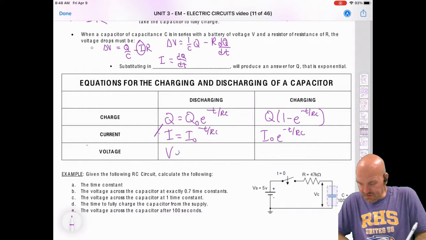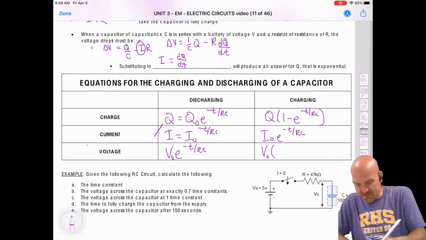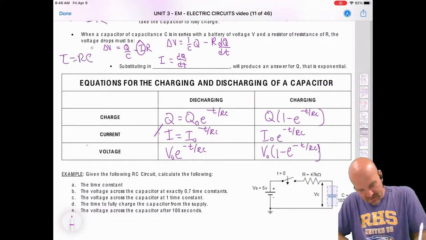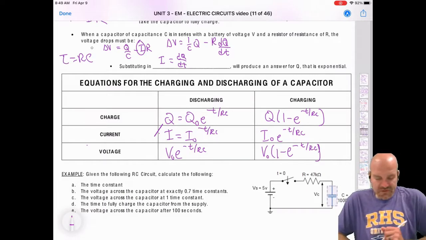And then for the voltage, the voltage is going to be V0 times 1 minus e to the negative t over RC. But remember, sometimes in the equation you'll see the tau written in there, and tau is just RC. Okay, so those are the equations.